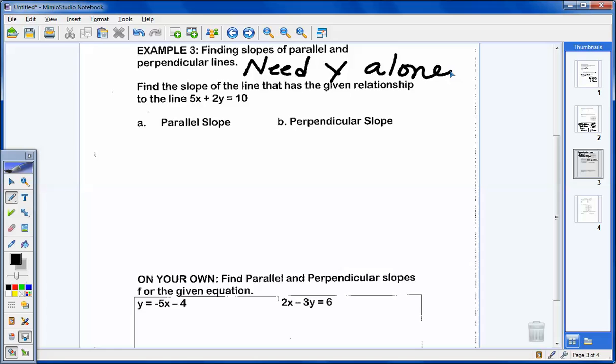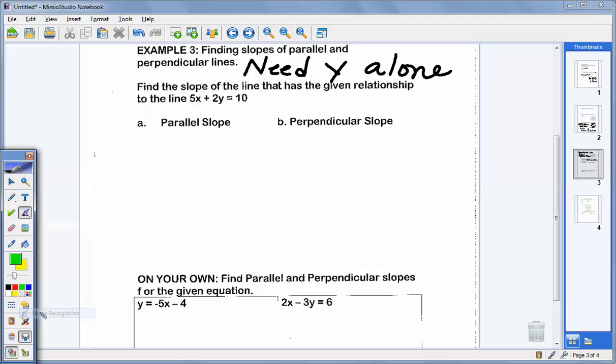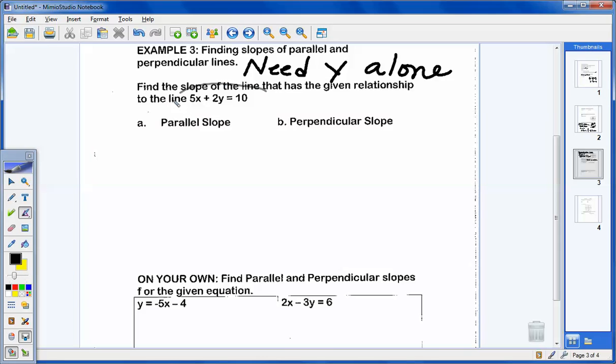It says find the slope of a line that passes through the given point and has the given relationship to the line 5x plus 2y is 10. First things first. This line right up here, is this line good or is this line bad? That's bad. We need to get y alone.